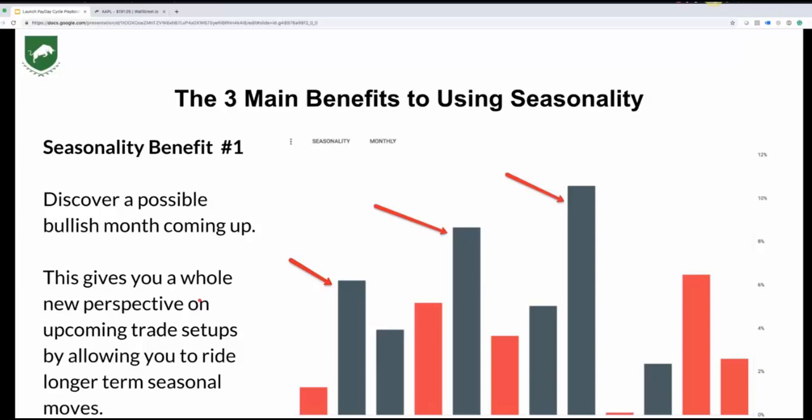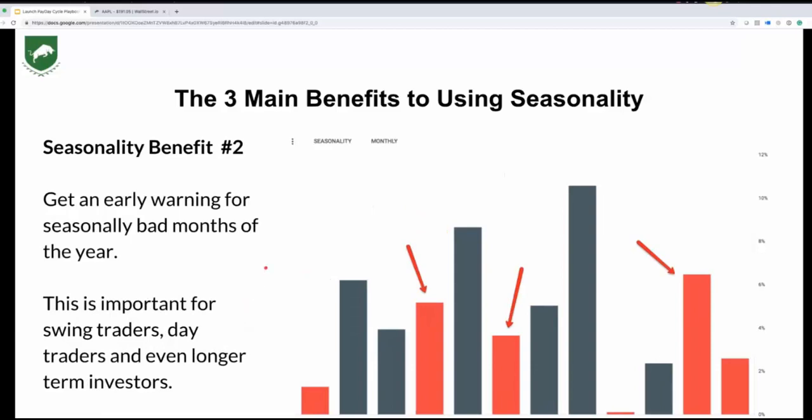Okay, so some of the benefits of using seasonality, and by the way, each of these bars here represents 1 month. You can see the little month down here. You can discover a possible bullish month coming up way ahead of time, like months ahead of time. This gives you a whole new perspective on upcoming trade setups by allowing you to ride longer-term seasonal moves. The second benefit is that you get an early warning for seasonally bad months of the year. This is important for swing traders, day traders, and even longer-term investors. You can see seasonally bad months coming up months ahead of time.